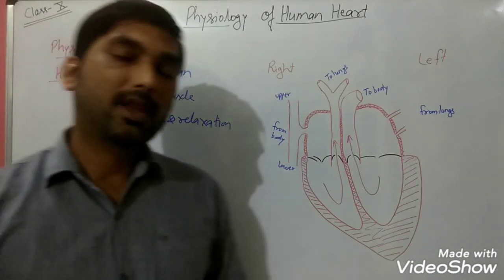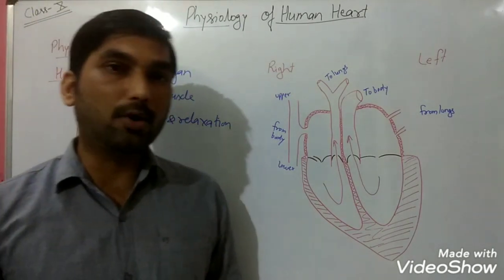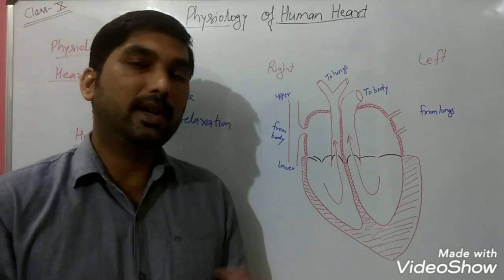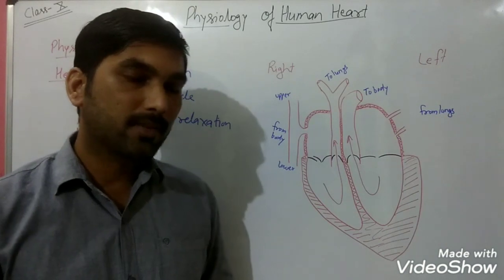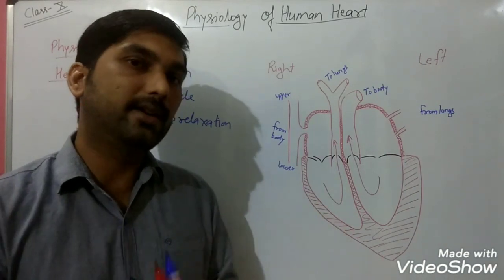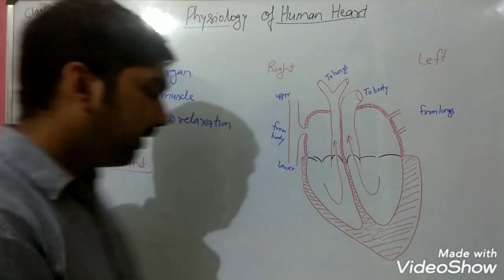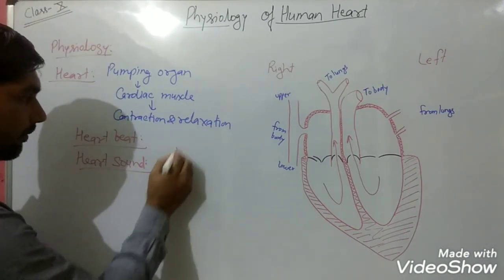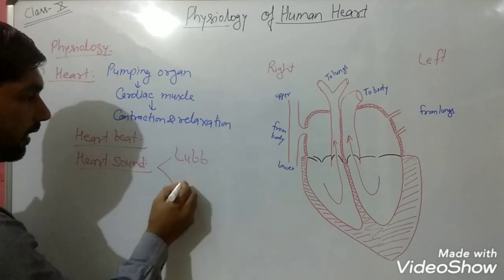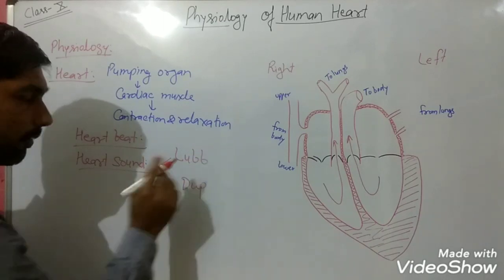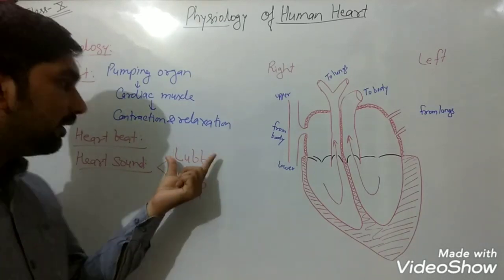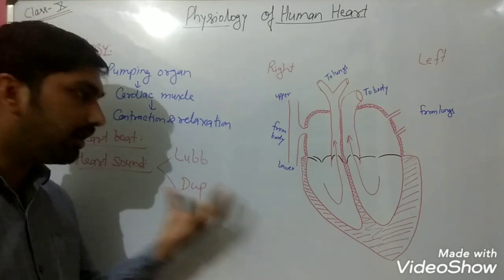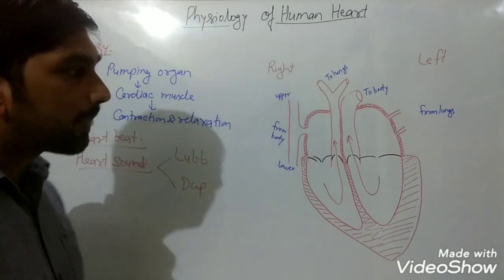Perhaps an instrument is used by the doctors to hear the sound of our heart. So where is the sound originating from in our heart while it contracts and relaxes? Two specific sounds can be heard, like lub and dub. So when is the lub sound produced, and when is the dub sound produced?